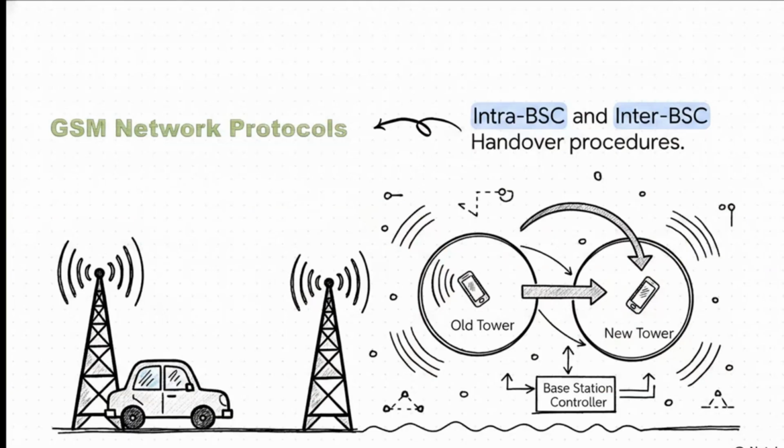Okay, so what happens when your car drives out of range of one cell tower and into another? The network has to physically transfer your active call without dropping it. This is an intra-BSC handover. Your phone is constantly measuring signal strength. The second the old tower gets too weak and the new tower gets strong enough, the base station controller seamlessly commands your phone to switch its radio frequency to the new tower. It's like a perfect digital baton pass.